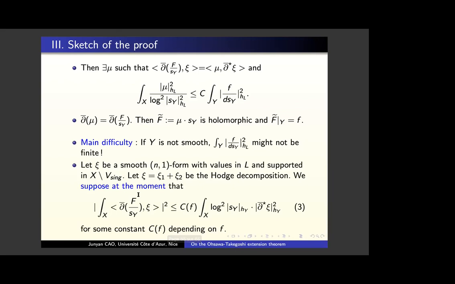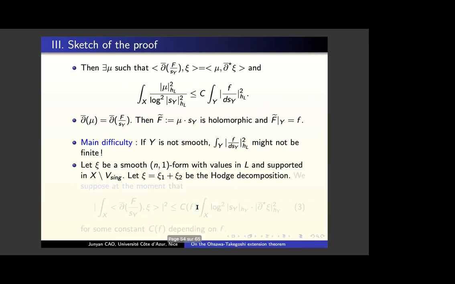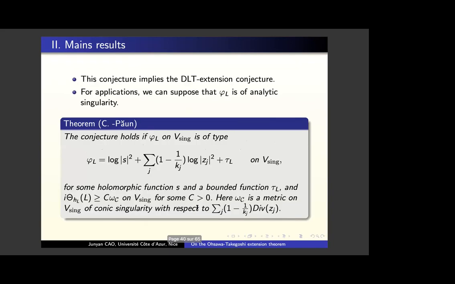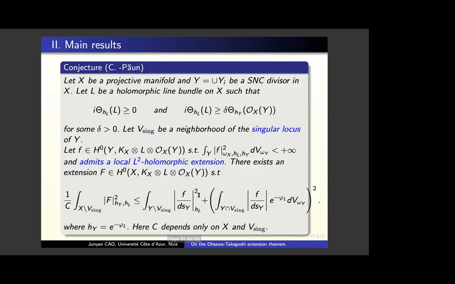And the key point is that in this case, we can prove that this integral is controlled by some constant which depends on small f times this integral. For the constant C_f here, it's in fact just equal to the right hand side of our result. C_f is in fact equal to the L2 norm of f outside V_singular plus the L1 norm on V. So this is the C_f.